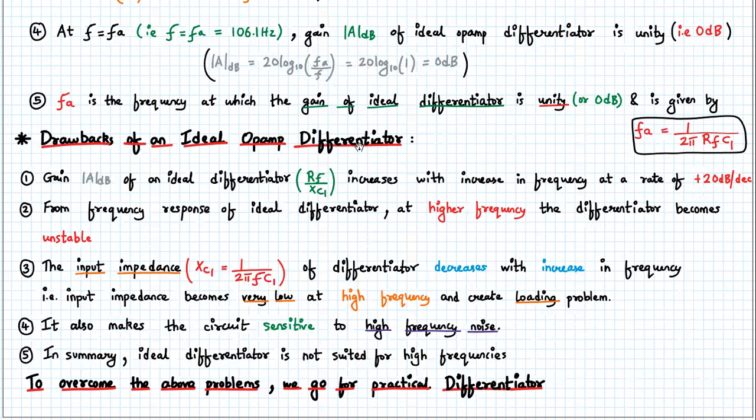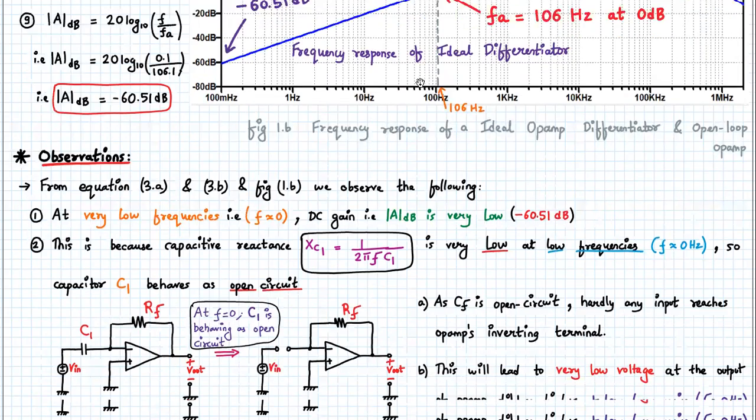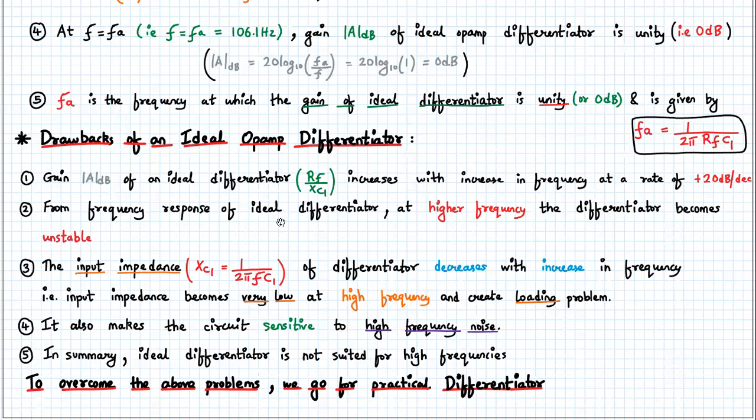The drawback of the ideal Opamp differentiator is that the gain in dB of an ideal differentiator is given by RF upon XC1, which increases with increase in frequency at a rate of 20 dB per decade. So from the frequency response of the ideal differentiator, at higher frequencies, the differentiator becomes unstable. That instability you can see over here. This is the unstable behavior of the differentiator at higher frequency, because as the frequency increases, the gain will keep on increasing, right? So that is the unstable behavior. This is one of the drawbacks.